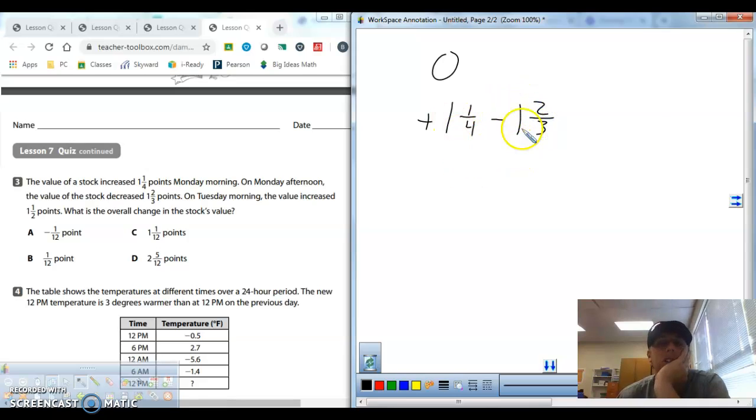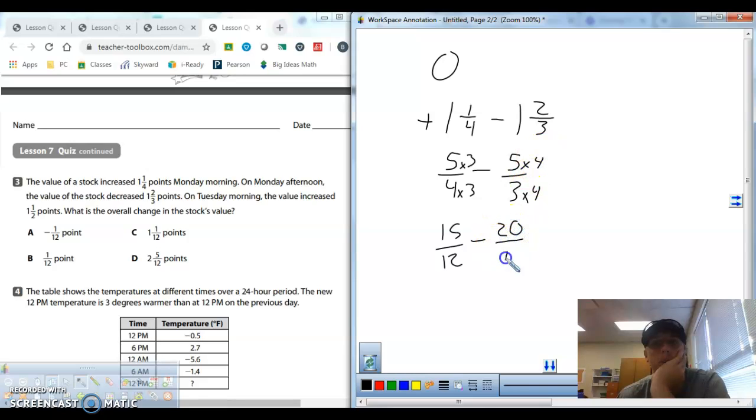Okay. I would change these to improper fractions first. 1 1/4 is the same as 5/4. 1 2/3 is the same as 5/3. Okay. We don't have common denominators, so we cannot subtract straight across. The lowest common denominator is 12 that we can get. We have to take 4 times 3 and 3 times 4. So we got to take this 5 times 3 up here and this 5 times 4. Okay? We now get 15 twelfths here, and we're taking away 20 twelfths.